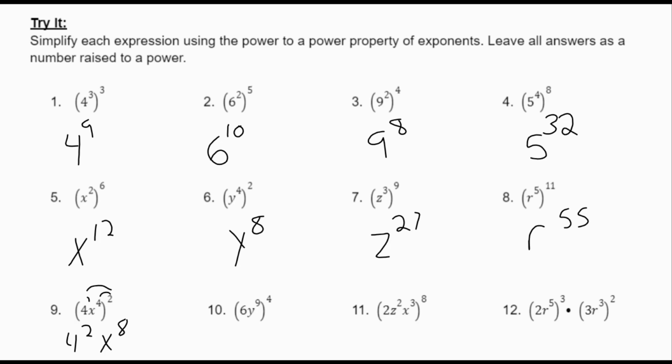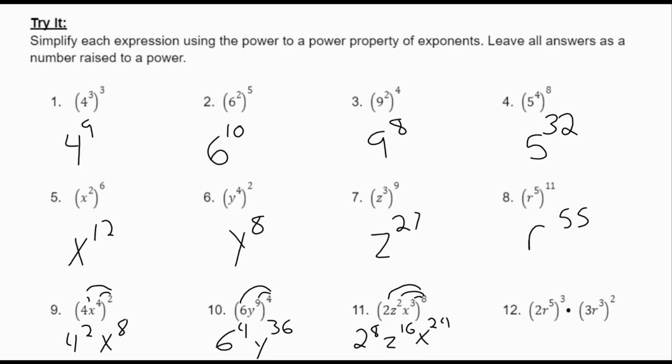Number 10, we have 6y^9 to the fourth power. Again, I want to bring this 4 to the 6 and the 9. So 6 to the fourth, y to the 9 times 4, which is 36. 11, we have 2z squared x to the third to the eighth power. I'm going to bring the 8 to every single base. So the 2, the z, and the x. 2 to the eighth. Z squared to the eighth would be z to the 16th. X cubed to the eighth would be x to the 24th.